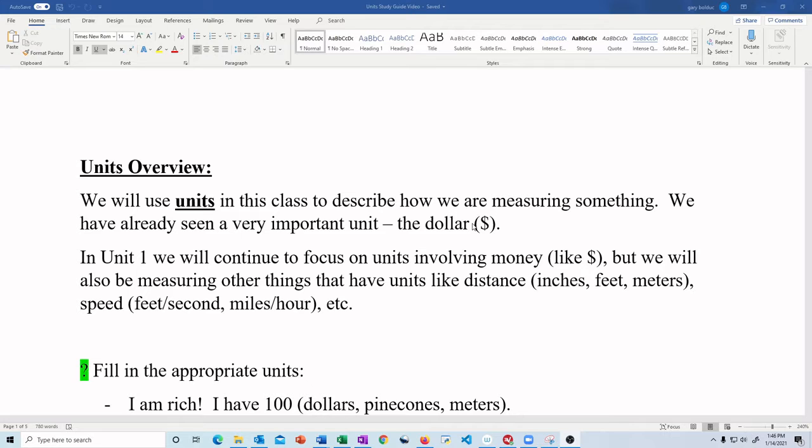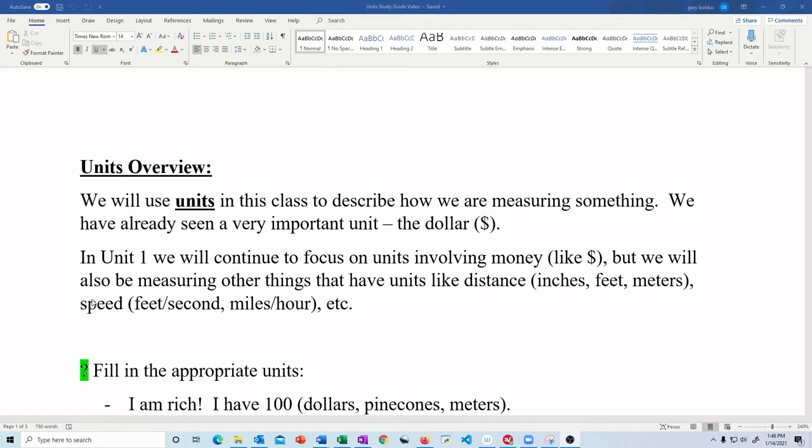So dollars is one. Another common thing we're going to measure in this class, especially in the next unit, is distance. So we're going to measure distance, or you could think like length, in inches, feet, meters. You could do centimeters, millimeters. Again, all of these are telling you something different about your measurement, but it's all distance.